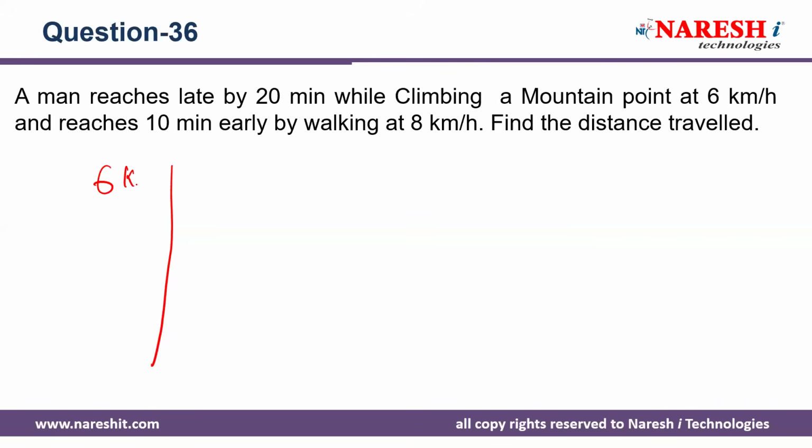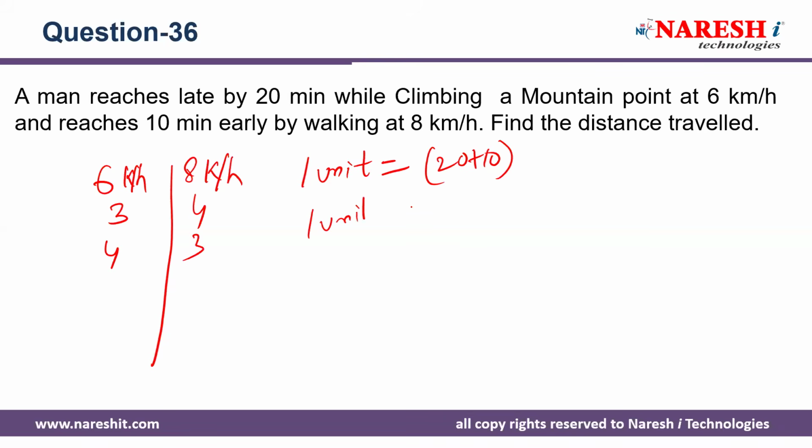See, first write down the first speed, 6. Next speed, 8. Next step ratio, 3, 4. Next step reverse, 4, 3. What is the difference of 4 and 3? 1. Consider it as 1 unit. Equate that 1 unit to the time. Which time will you equate? There are two times which are in opposite direction. What do we do in opposite direction? We add. So consider 1 unit as 30 minutes. Then 3 units will be 90 minutes, 4 units, 120 minutes. Use any one value to find your answer, either the left side value or the right side value.